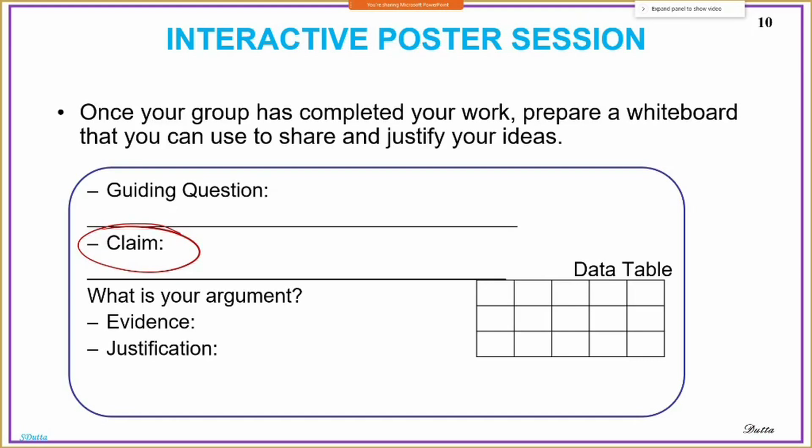Then we're going to write what is your argument. What is the evidence? Evidence will come from the data. And the hardest part is justification. That means why percent yield? Why not something else? Why did you use limiting reagent to justify?